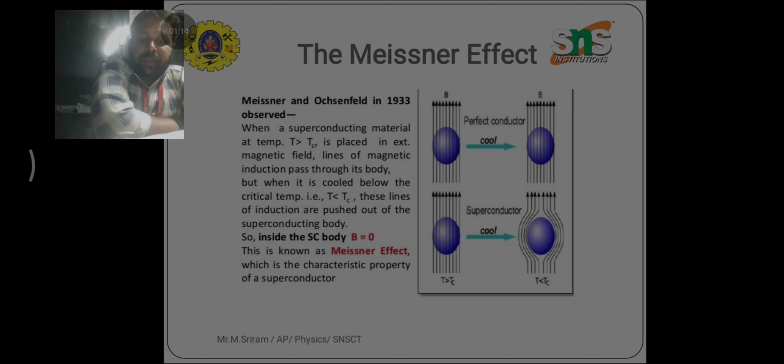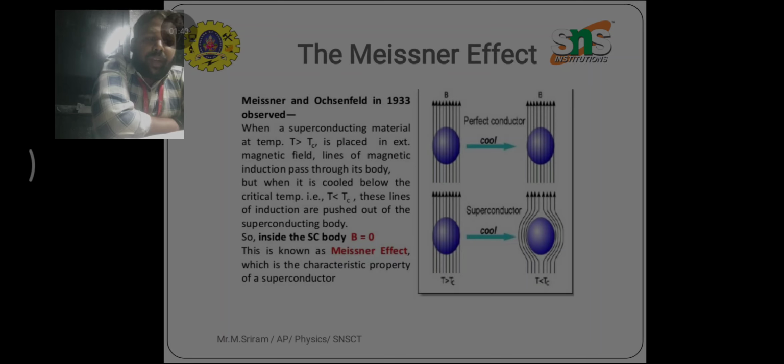Here H is the applied magnetic field strength and I is the intensity of magnetization produced inside the material. But in the superconducting state, by the Meissner effect, B equal to mu naught (I plus H) equal to 0. So that means I equal to minus H. So I by H equal to the magnetic susceptibility. Thus the superconductor has a negative magnetic susceptibility and hence it is a diamagnetic material.